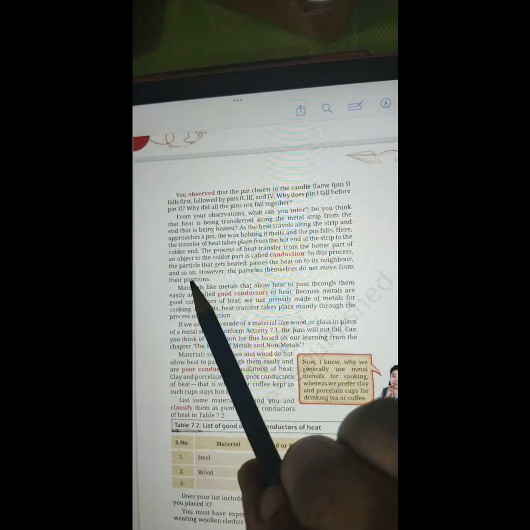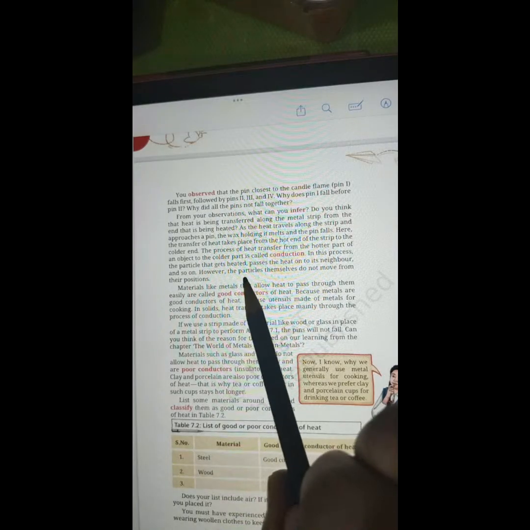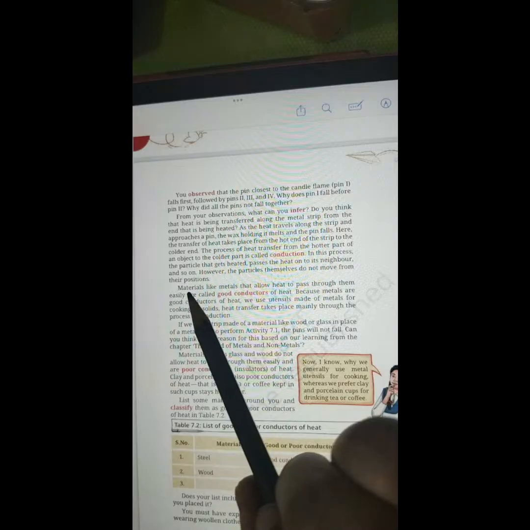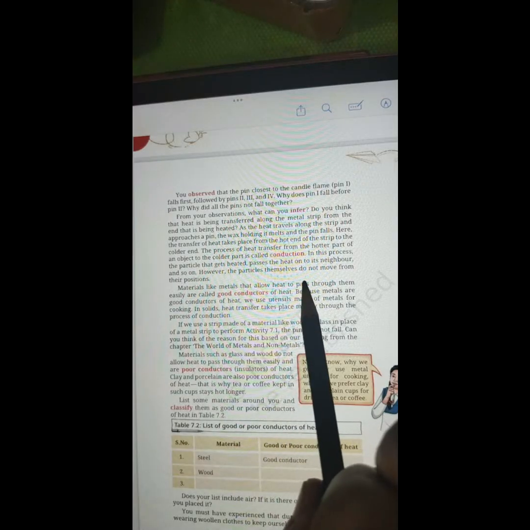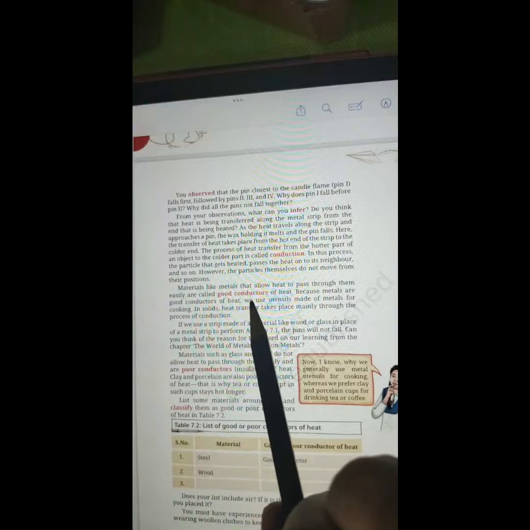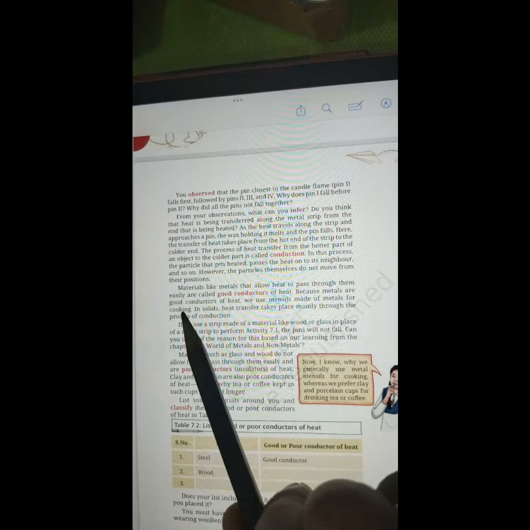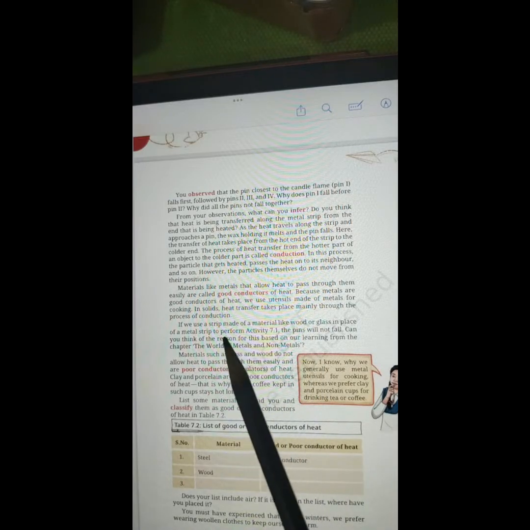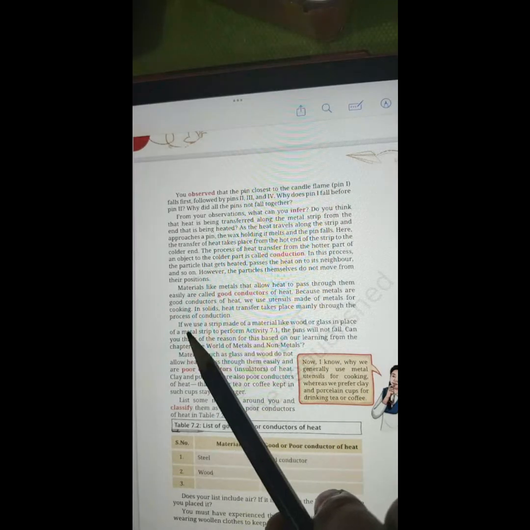In this process, the particle that gets heated passes the heat on to its neighbor and so on. However, the particles themselves do not move from their positions. Materials like metals that allow heat to pass through them easily are called good conductors of heat. Because metals are good conductors of heat, we use utensils made of metals for cooking.